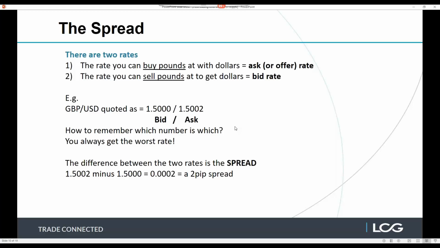So just an example here, in this case the difference is about 2 pips, which is something you will see as fairly typical for a spread. 1.5002 minus 1.5000 equals 0.0002, and that is a 2 pip spread.